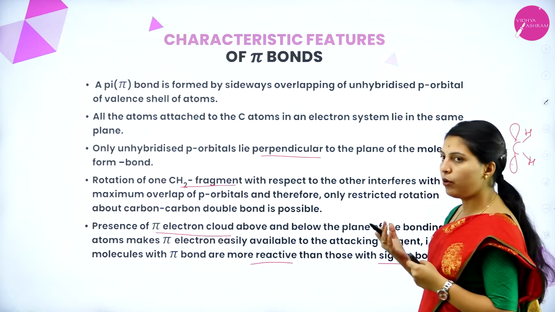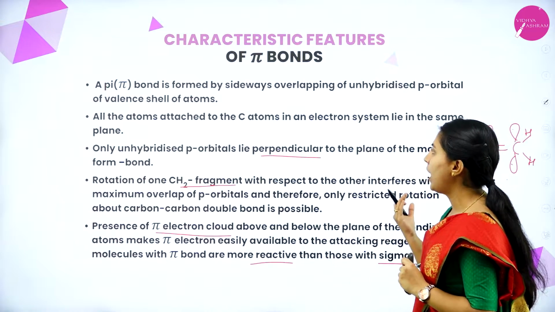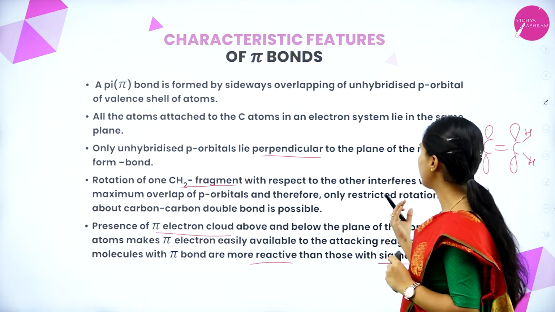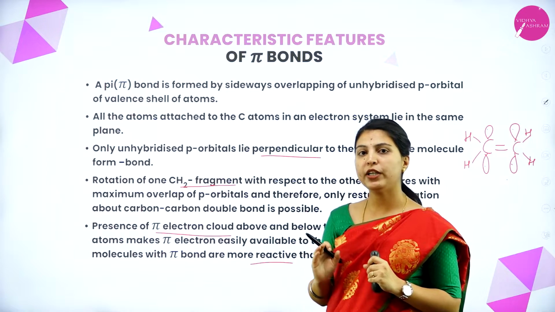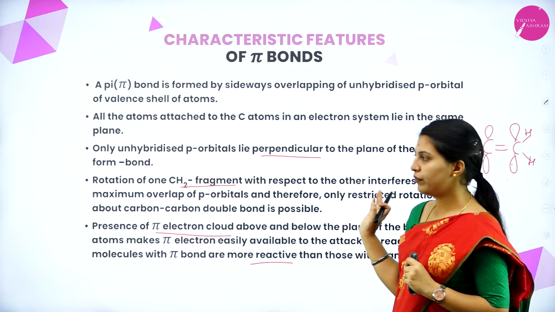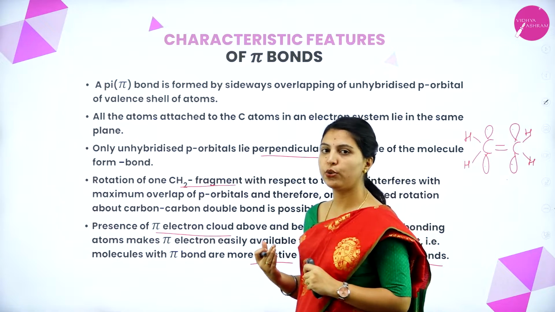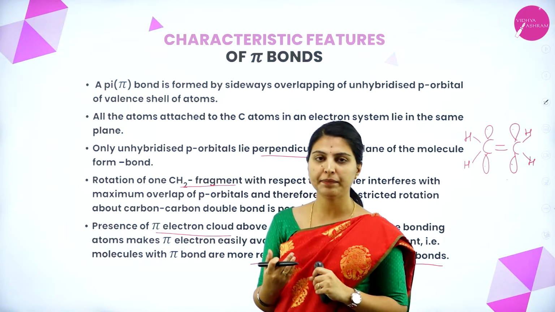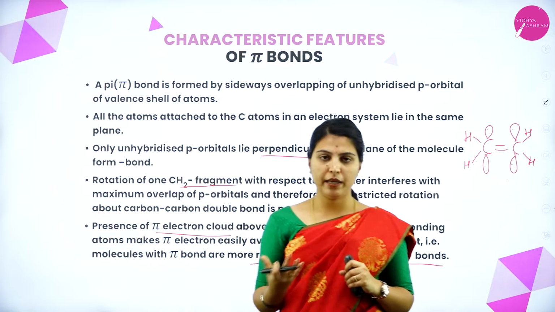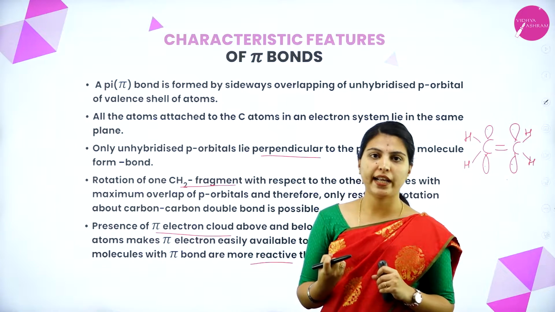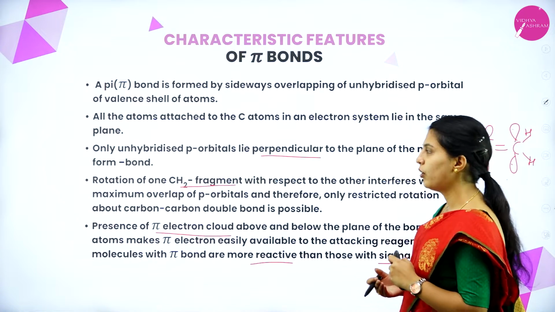Once again, pi bond is formed by sideways overlapping, and all the atoms attached to the carbon atoms in an electron system lie in the same plane. The p unhybridized orbital is perpendicular to the plane of the molecule. The rotation of the CH2 fragment is restricted due to the overlapping, and because of the presence of electron cloud above and below the plane, it can be attacked by the attacking reagent. That's why pi bond is more reactive than sigma bonds.